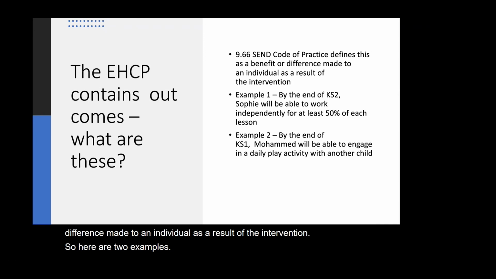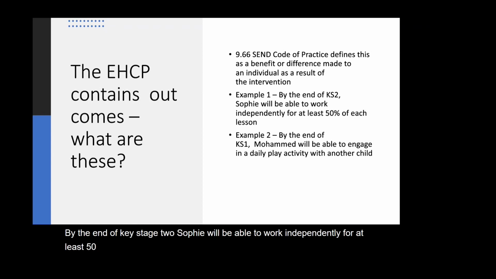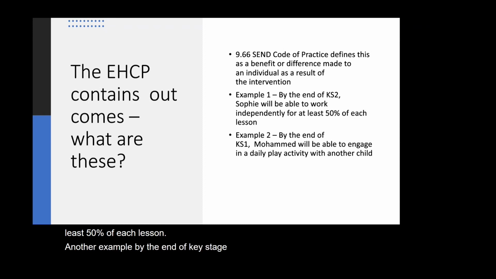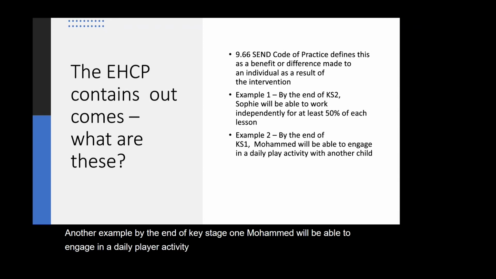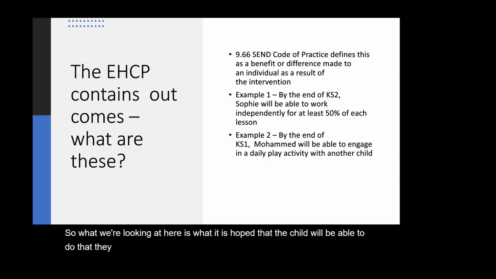So here are 2 examples. By the end of Key Stage 2, Sophie will be able to work independently for at least 50% of each lesson. Another example, by the end of Key Stage 1, Mohammed will be able to engage in a daily play activity with another child. So what we're looking at here is what it is hoped that the child will be able to do that they currently cannot do.